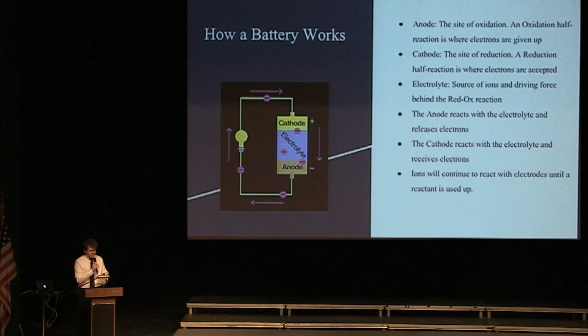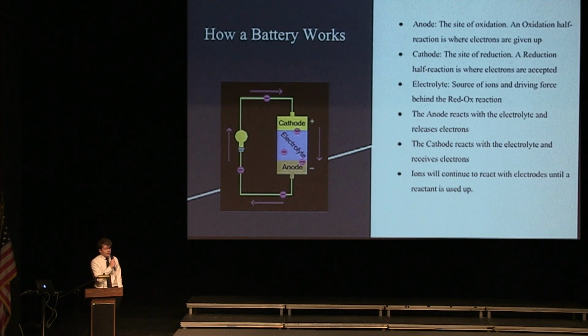Now, how does this work? Well, a redox reaction, for those who aren't sure, is a reaction where the oxidation states of atoms change, which means there's a transfer of electrons from one atom to another. This transfer of electrons in a redox reaction is what we harness for a battery. The transfer of electrons will go through a circuit and power our devices.